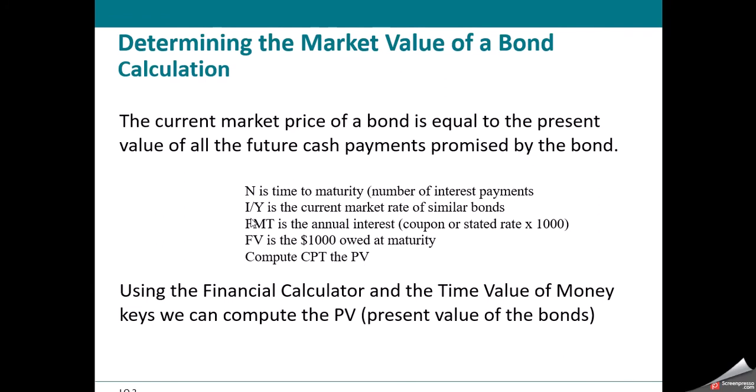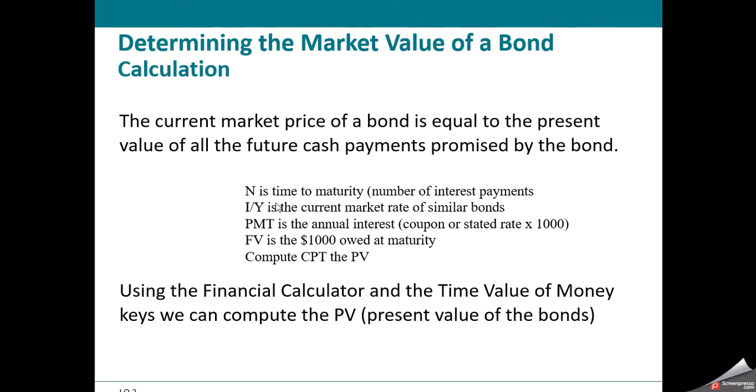So if we were really going to compute those, we would use our financial calculator and our time value of money. If you can remember back to business analysis with algebra, we'd have our N, which is our time to maturity, or the number of interest payments. The I/Y is the current market rate for similar bonds. The payment is how much it's paying in annual interest, or it could be semi-annual if that was how it was being paid out. The future value is always $1,000 because it's owed at the maturity value. And then we would compute the present value.